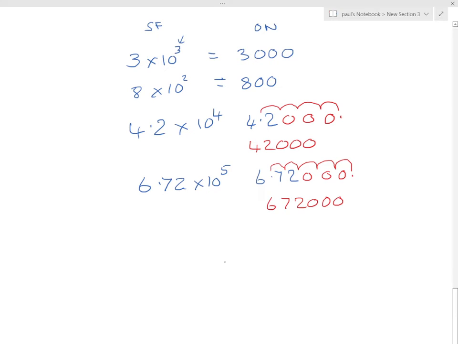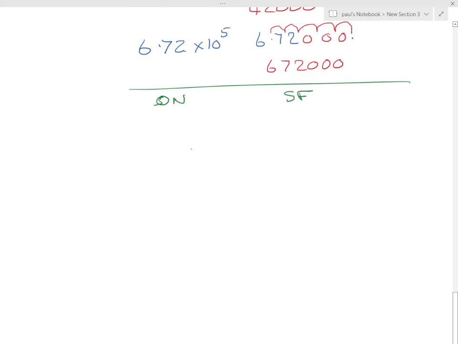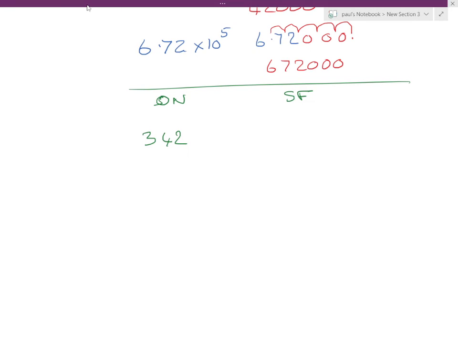Going the other way, we'll have a standard ordinary number there and a standard form. So ordinary number 342. Yeah, standard form, it's going to be 342. So what I do here is I count from where my decimal point is going to be to the end. So I'm going to go 1, 2. So I've moved my decimal point twice there.